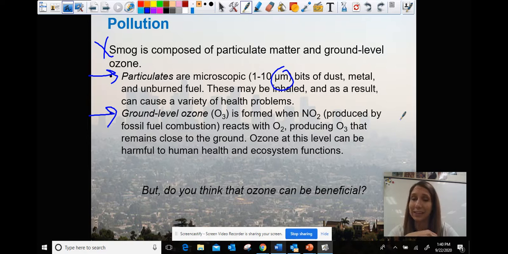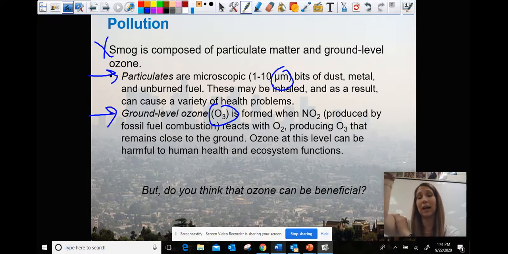It's because of not particulates, but ground level ozone, which is what you get from factories. So ground level ozone is O3. It's 3 oxygen atoms stuck together, covalently bonded. And this is formed when nitrous oxide, NO2, which is produced by combustion of fossil fuels, coal, oil, natural gas, reacts with oxygen in the air. So you've got these nitrous oxides that are produced that react with oxygen that's already present, and it makes O3, which is ozone. Ozone, we know at the level of the ground where we're just breathing it in and breathing it out is not going to be helpful for us.